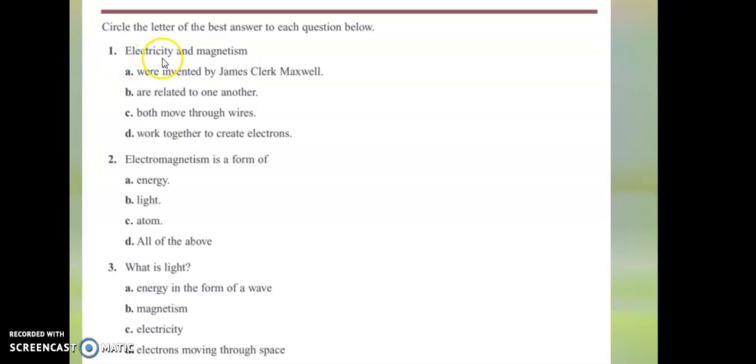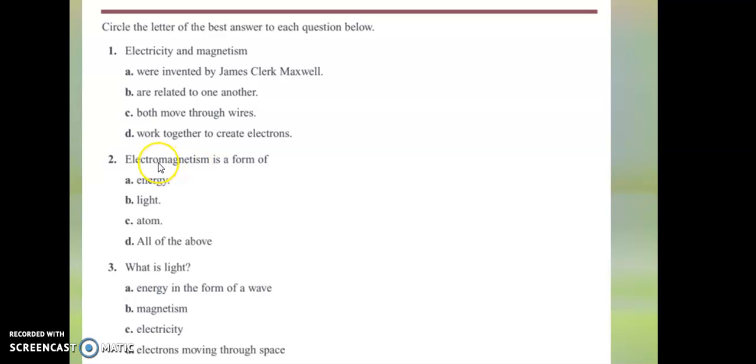Number 1, electricity and magnetism were invented by James Clerk Maxwell, are related to one another, both move through wires, work together to create electrons. Electricity and magnetism were invented by James Clerk Maxwell. Remember, are related to one another. Both move through wires. I think this is the answer.